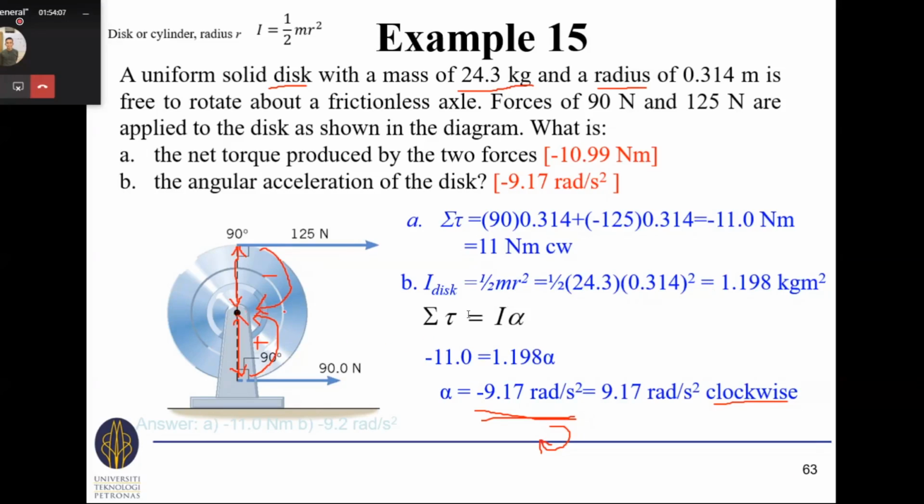Again, the plus and minus direction. Clockwise is negative, anti-clockwise is positive.